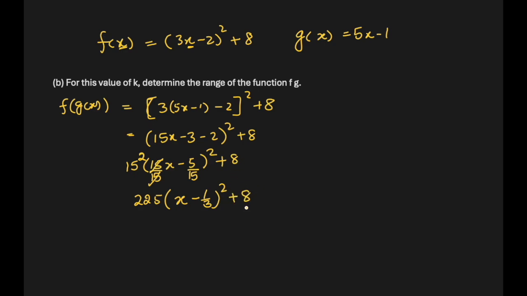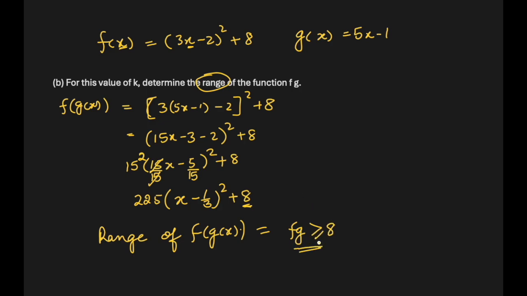Now the y coordinate, because they are asking for the range, did not get changed because of this manipulation. So even if you don't do this, it will be okay, but it's a good habit to write the vertex form in a proper way. So now we can say that the range of fg(x) is greater than or equal to 8, because it's positive and opening up. That's the range.